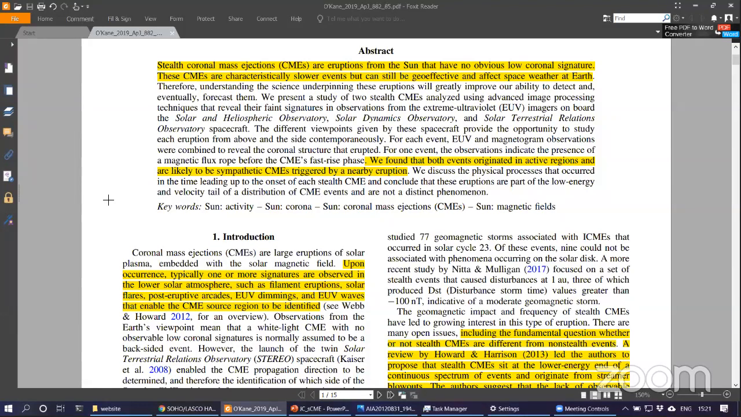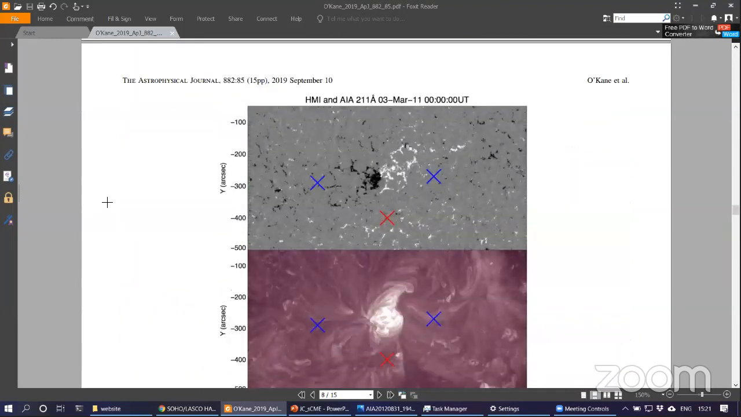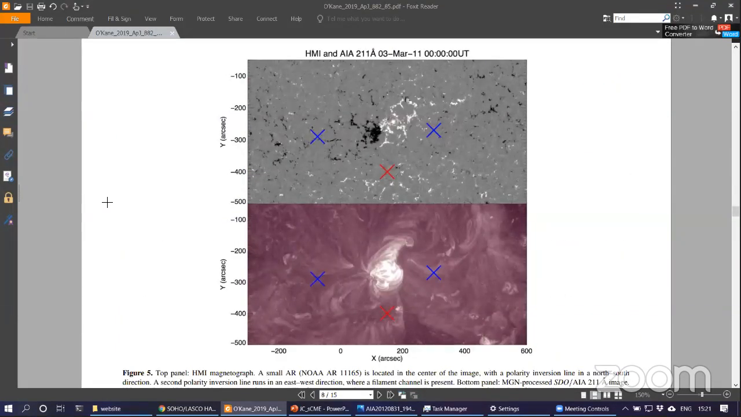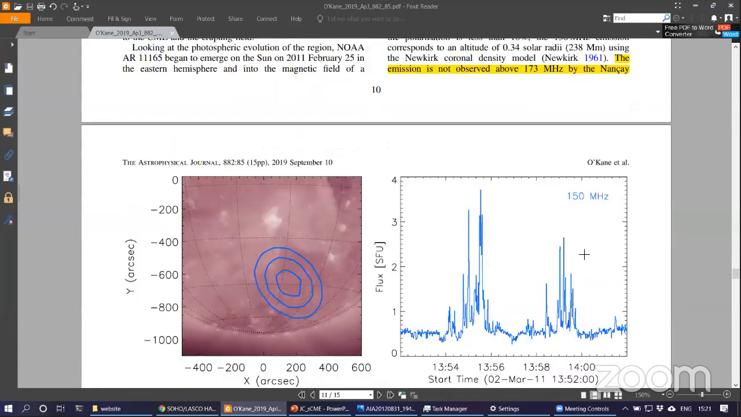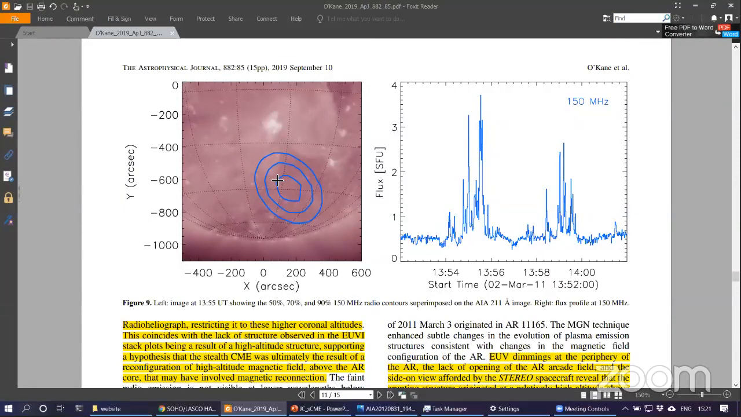Do you see any radio signatures for these? In these two case studies, they tried to look with the radio heliograph. For the second event, they found some emission near 150 megahertz, and when they tried to localize, the location came somewhere around here. But in normal CMEs there will be a band of spectrum which could be seen in radio wavelengths, while here only a few wavelengths were visible.